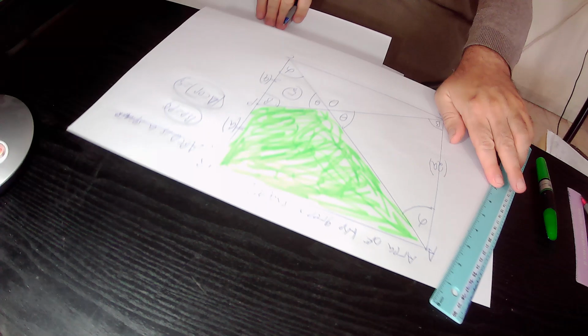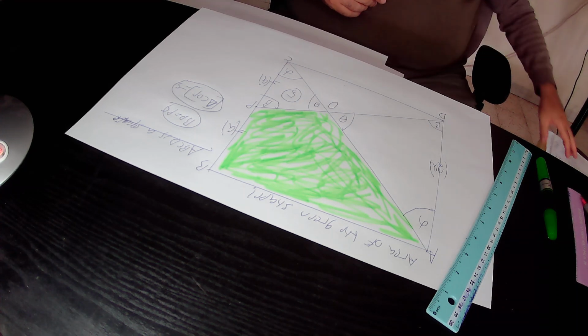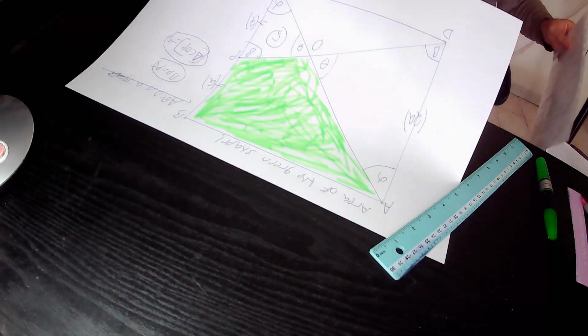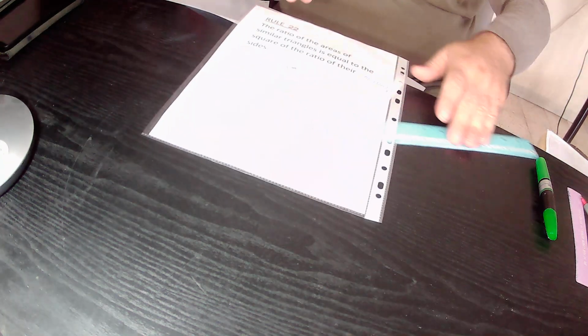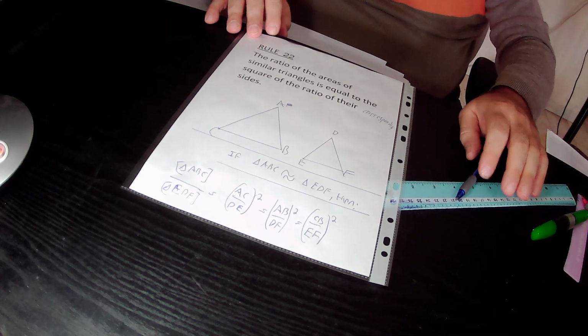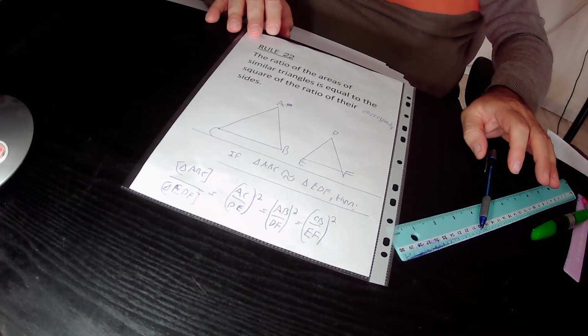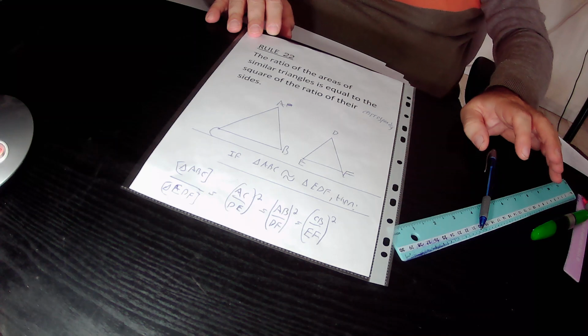Okay. Those two triangles are similar to each other according to the angle similarity rule. In the next step, I will present to you a new rule, and we will implement the new rule in our drawing. The new rule is rule 22. According to rule 22, the ratio of the areas of similar triangles is equal to the square of the ratio of their corresponding sides.